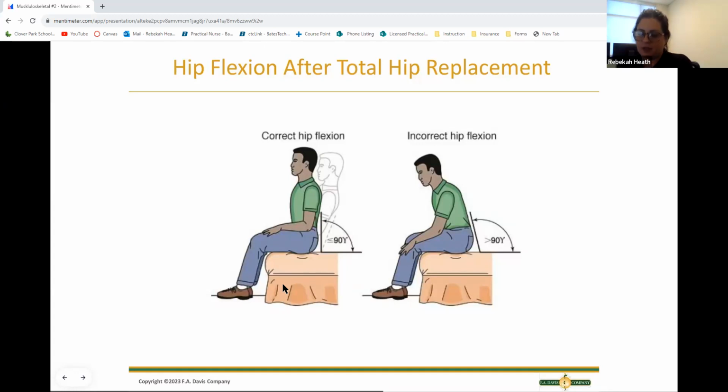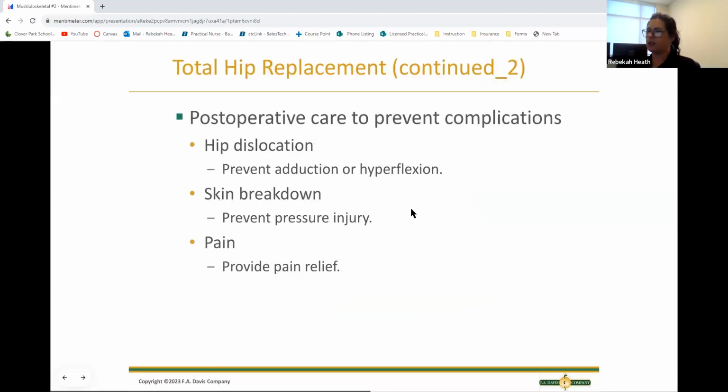That being said, if you have an NCLEX question that's talking to you about hip precautions, and it doesn't specify if it was an anterior or posterior surgery, you're just going to assume they're talking about dislocation precautions and not have them flex greater than 90 degrees. All right, so let's go back.